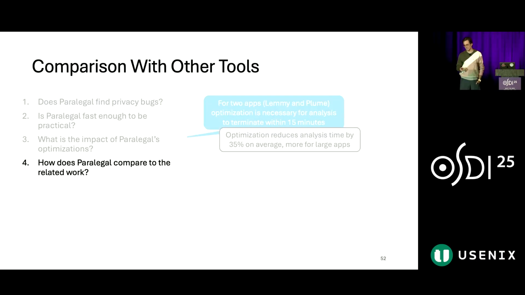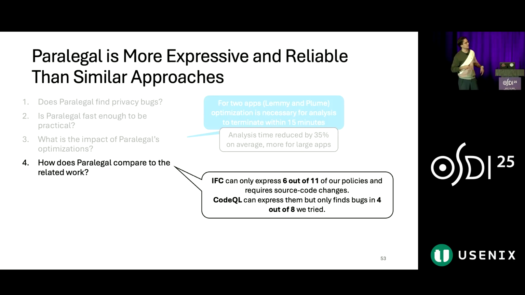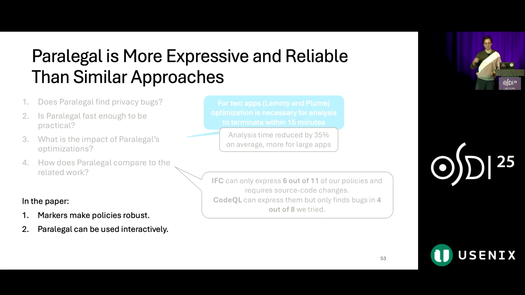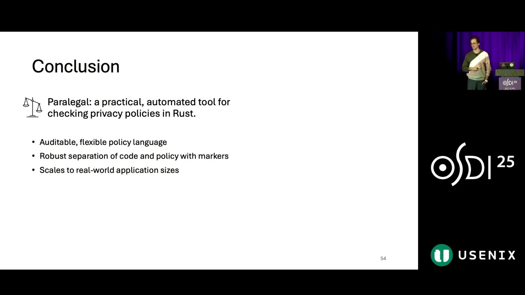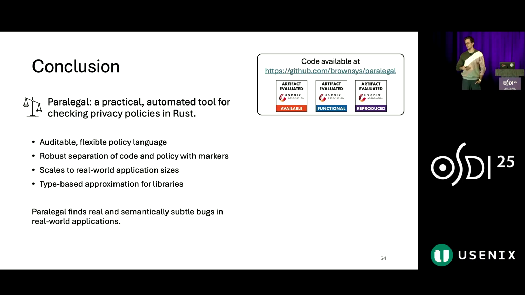Okay, so now the last question I want to answer is, how does it compare to related work? The long and short of it is, it can express more than IFC, and it finds more bugs than CodeQL does. And in the paper, we also talk about how markers are robust and how Paralegal can be used interactively. So to conclude, I've introduced you to Paralegal, a bug finder for privacy bugs with an auditable, flexible policy language that is robust to changing code bases, scales to real apps, and uses automated modeling for libraries. And it's open source and available.